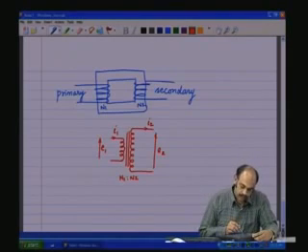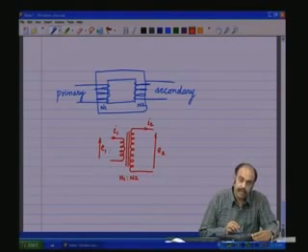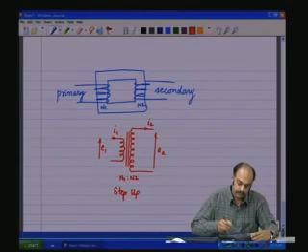Now here we have less number of turns here and more number of turns on the secondary side. This would in general imply that the primary voltage is smaller and the secondary voltage is larger, and it is a step up transformer. That would be a step up transformer.